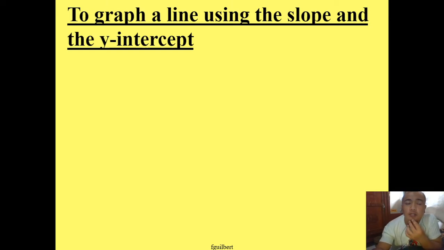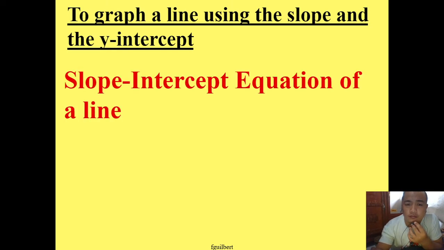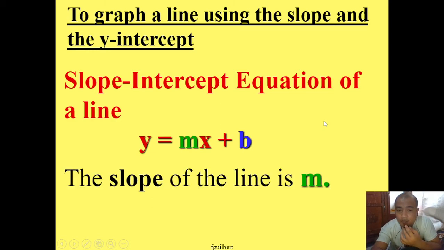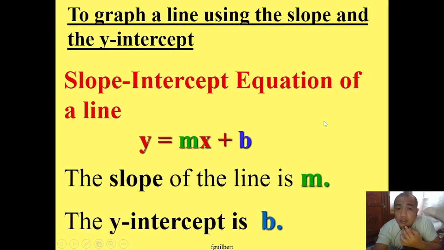So to graph a line using the slope and the y-intercept, enter now the slope-intercept equation of a straight line, which is y equals mx plus b. From this equation, you can determine at first glance the slope of the line and, at the same time, the y-intercept of the line, which is in symbols small letter b. So small letter b, y-intercept, small letter m, slope. So the slope of the line is m, while the y-intercept is b. That is the slope-intercept form of the line.